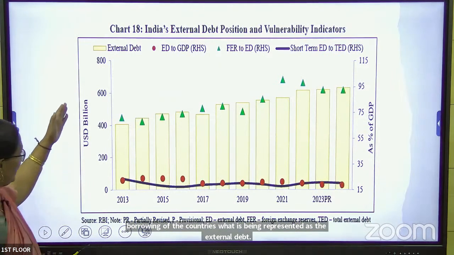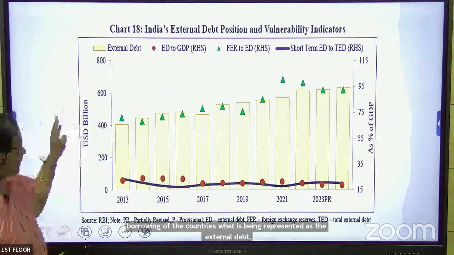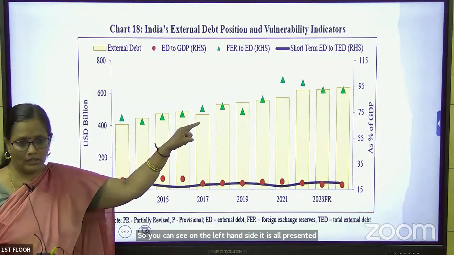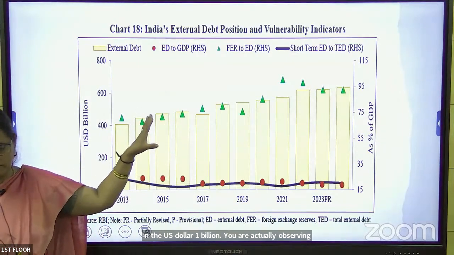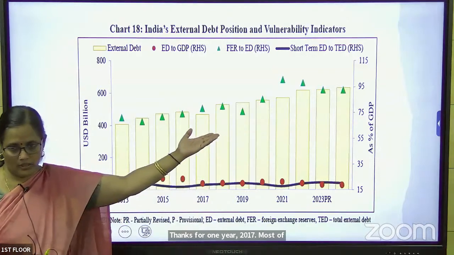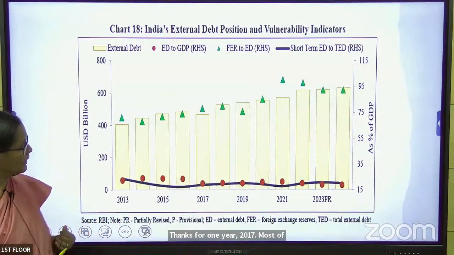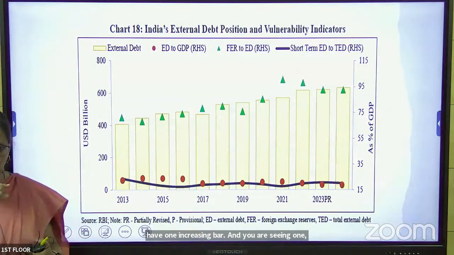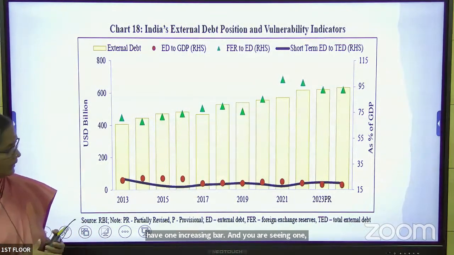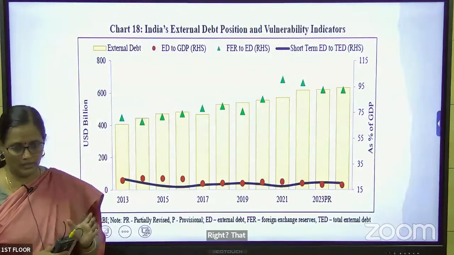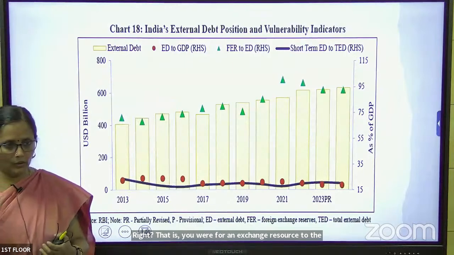Everybody's total borrowing of the country is what is being represented as the external debt. So you can see on the left hand side, it is all presented in US dollar billion. You are actually observing that our external debt is continuously increasing. Except for one year, 2017, in most of the other years we have an increasing bar. And you are seeing one triangle, a green color triangle, positioned here, right? That is your foreign exchange reserves to the external debt. Now I'll tell you a number.